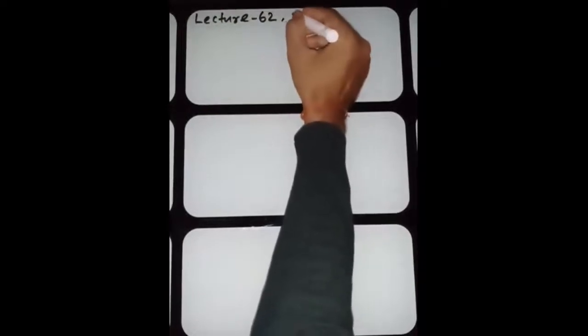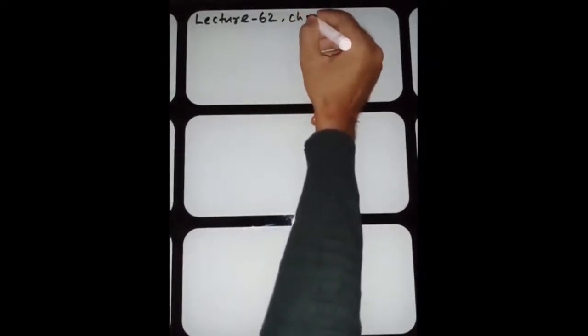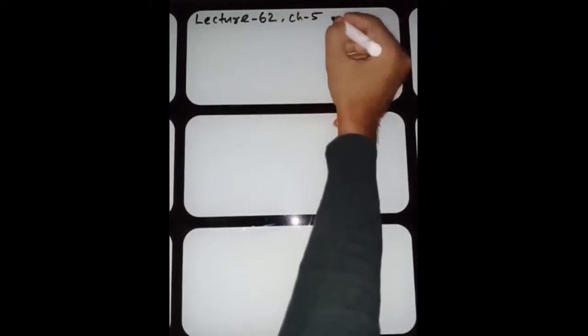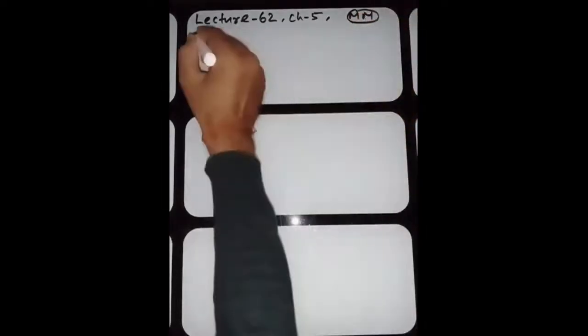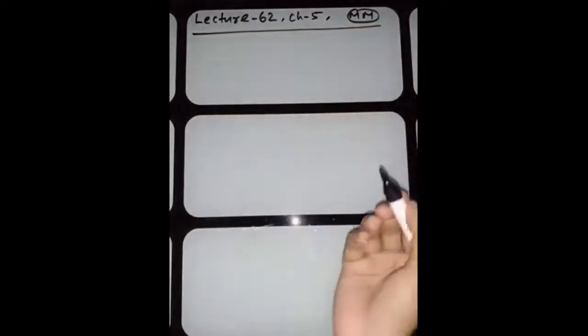My dear students, today we will start lecture number 62 of chapter 5 of NCERT, moving charges, magnetism and matter. This was a quote of this chapter.